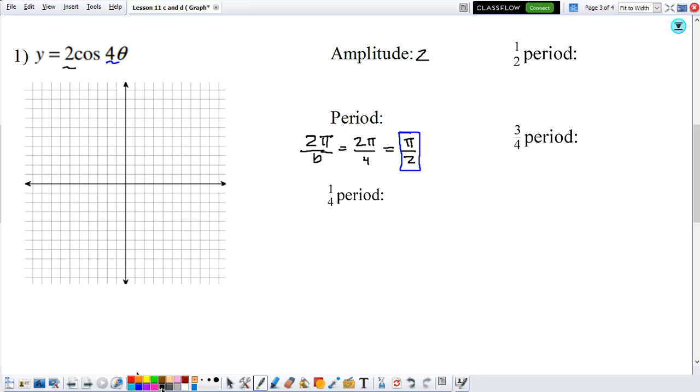Now let's find 1/4 of the period of the function. We're going to take the period of the function, which is pi over 2, and now we're going to multiply by 1/4. So now this becomes pi over 8.